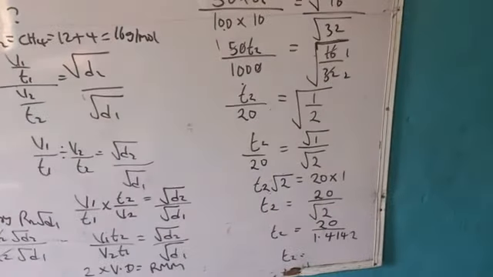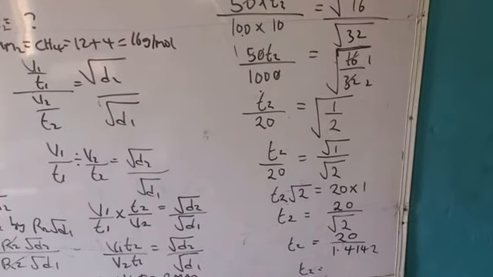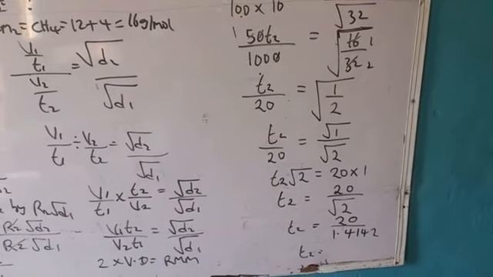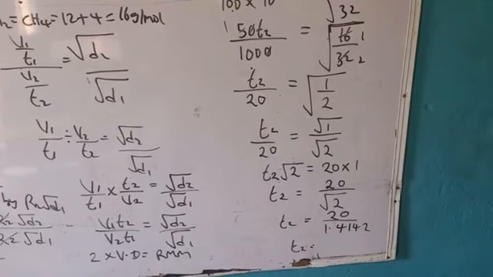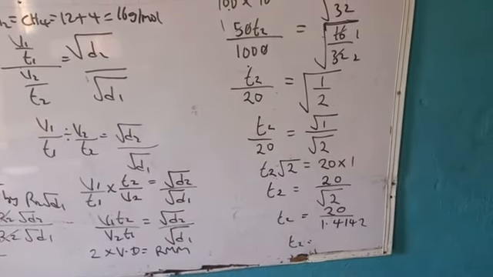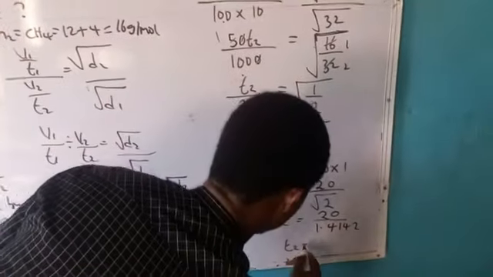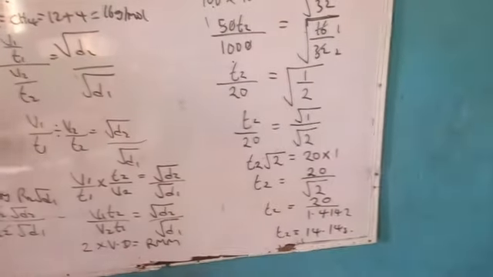So by the time we divide it, 20 divided by 1.4142, let's look at it and see what we have. My answer becomes 14.1. So if I have 20 divided by 1.4142, I have 14.14 seconds. So my answer becomes 14.14 seconds. Let's take a look at the second example.